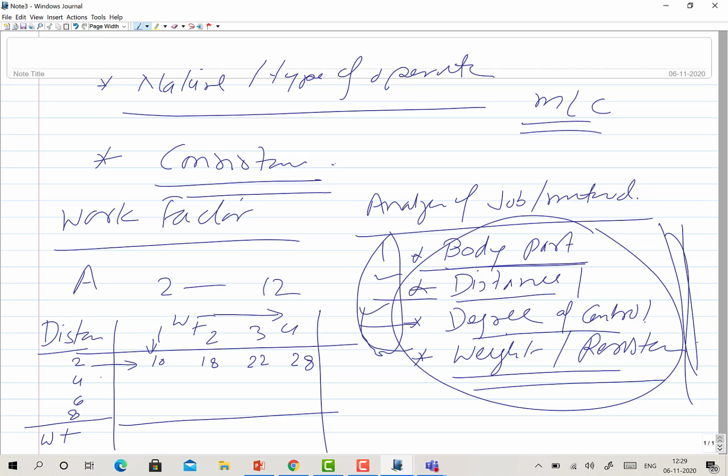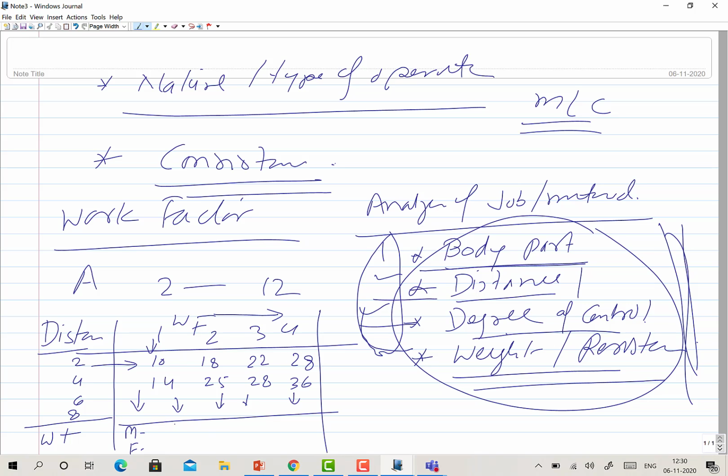Then for these 1, 2, 3, 4 work factors, say the distance traveled is 4. So here it is say 14, 25, say 28, and say here 36. So this will keep on increasing, like this. Similarly for weight also, up to weight for male and female, the different categories.